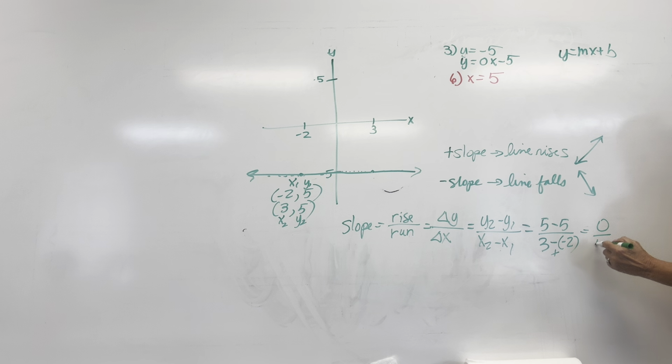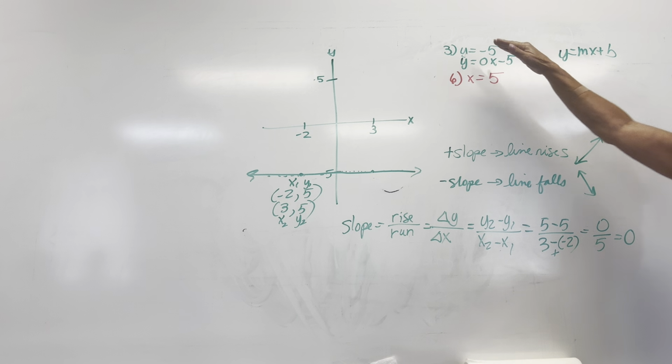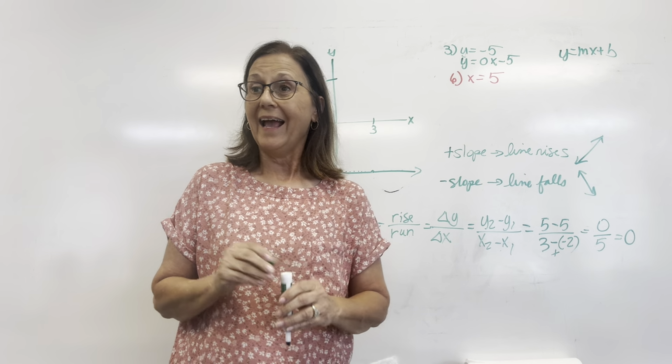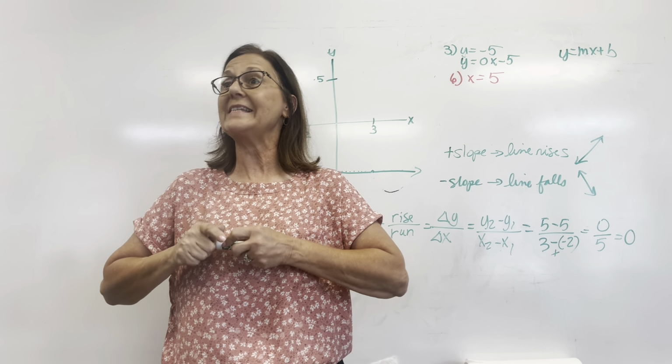So it's 0 over 5. What does that equal? 0. So anytime you have y equals a number, you're always going to graph a horizontal line, and the slope is always 0.